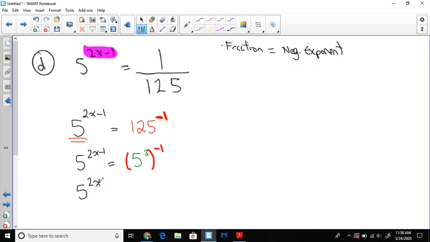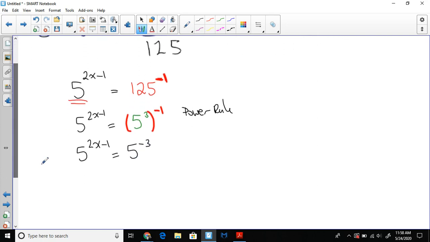So now, what can I do? This I can use the power of a power rule, right? This will just be 5 to the negative 3. So now, base 5, what can I do? I can equate their exponents. So now I'm going to have 2x minus 1 equals negative 3.